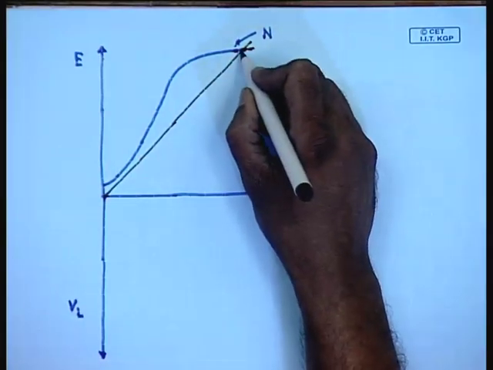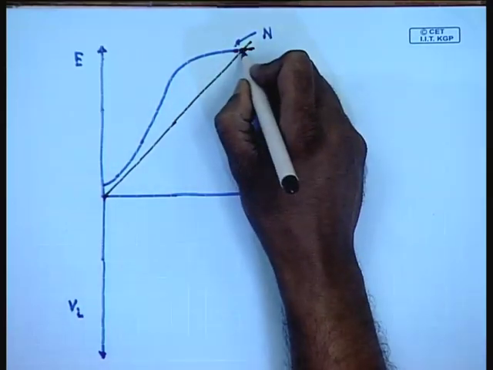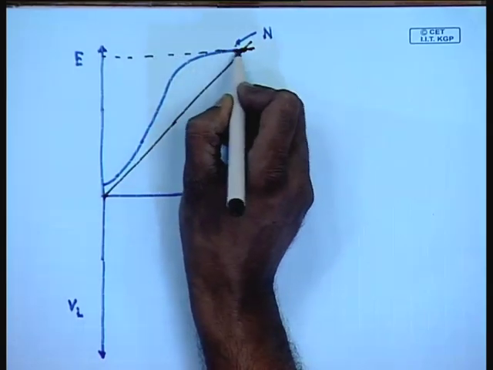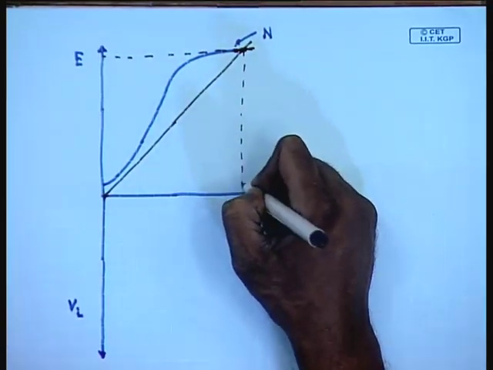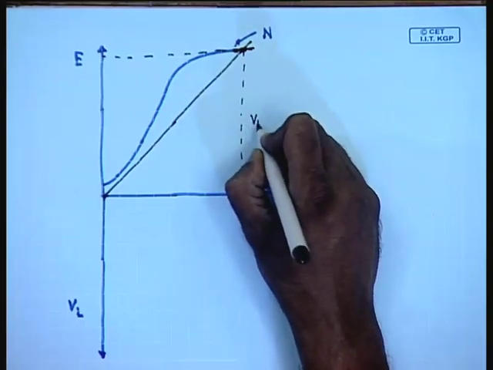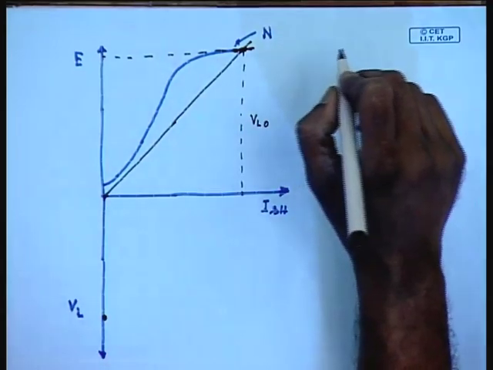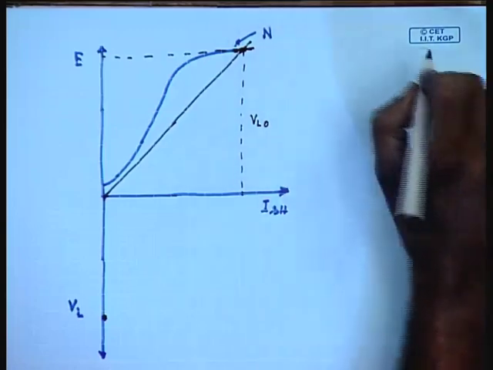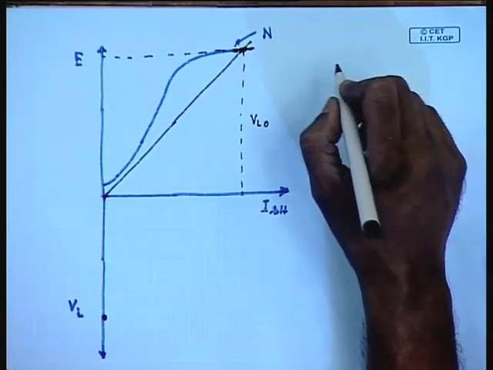If there is no load connected, then at no load, this will be the no load voltage generated, VL0, which is plotted here. At any other load current, corresponding armature current, we can find out the terminal voltage in the following manner.